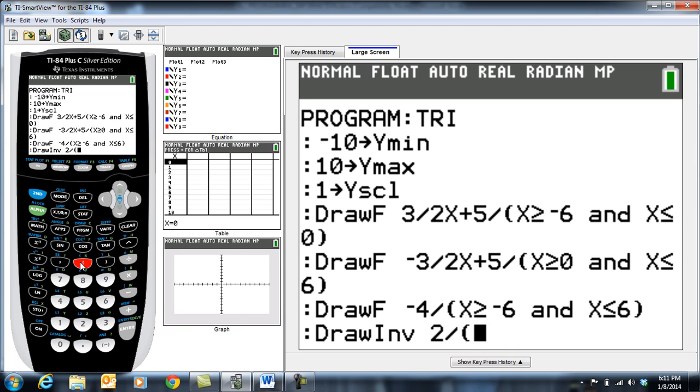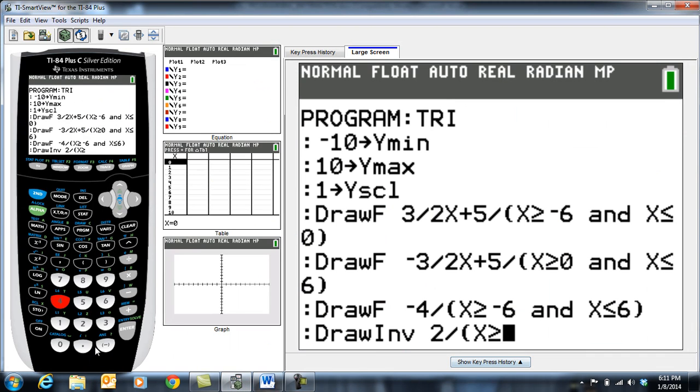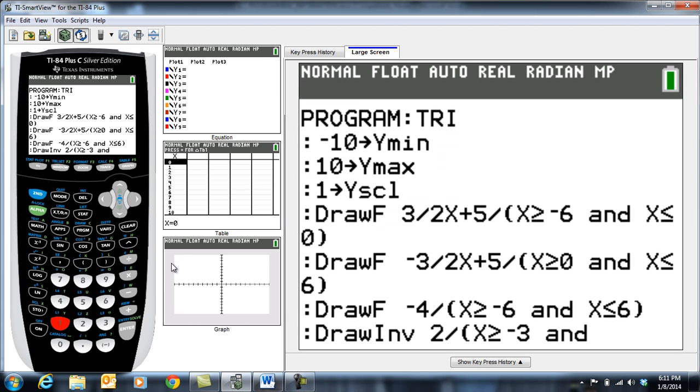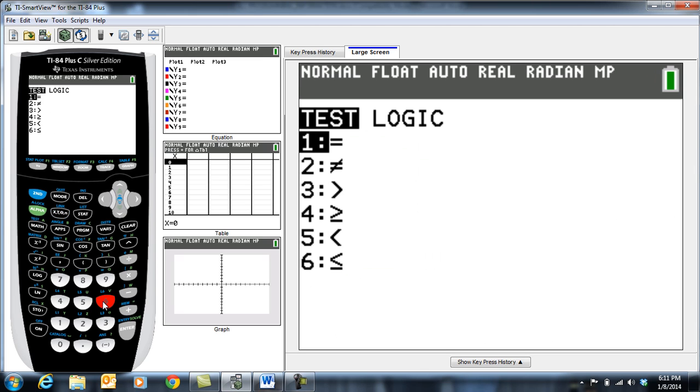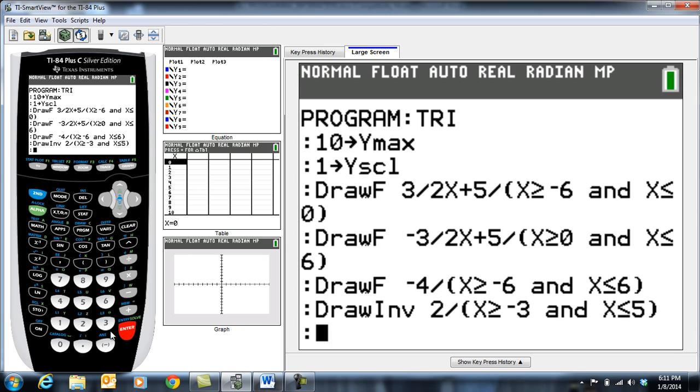So we're going to open our parentheses. We're going to do our x is greater than or equal to, so second math, number 4. And that vertical line, J, that we did went from negative 3 to positive 5. So x is going to be greater than or equal to negative 3. And then second math over to logic number 1. And then we have x is less than or equal to, so second math number 6, positive 5. And close your parentheses, hit enter, you're done with your program.